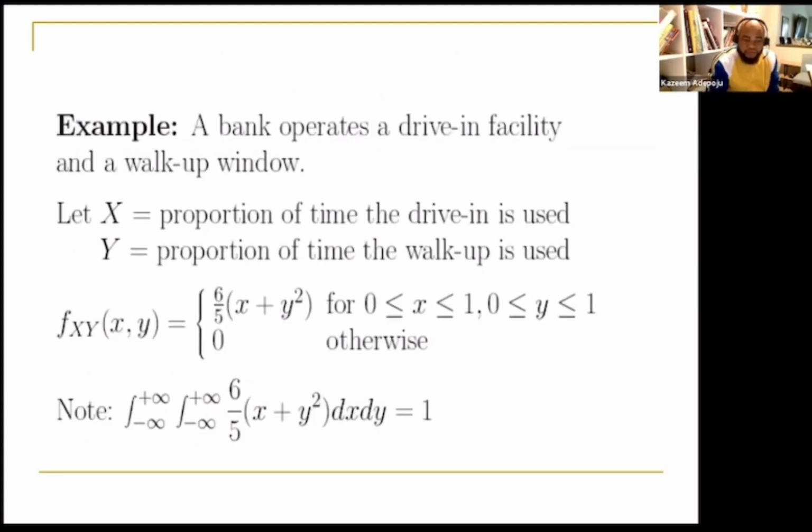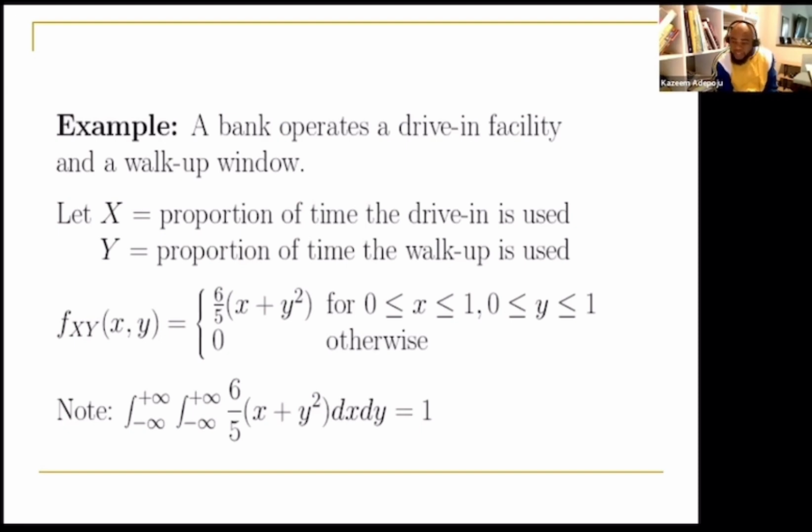Okay, so I want to move now, we want to go into an example. Take a look at this bank example. We all go to banks, right? A bank operates a drive-in facility and a walk-up facility. X represents the proportion of time the drive-in is used, and Y represents the proportion of time the walk-up is used. I want to believe it's not going to be 100% of customers in this bank that will make use of a drive-in, and not 100% that will make use of a walk-up.